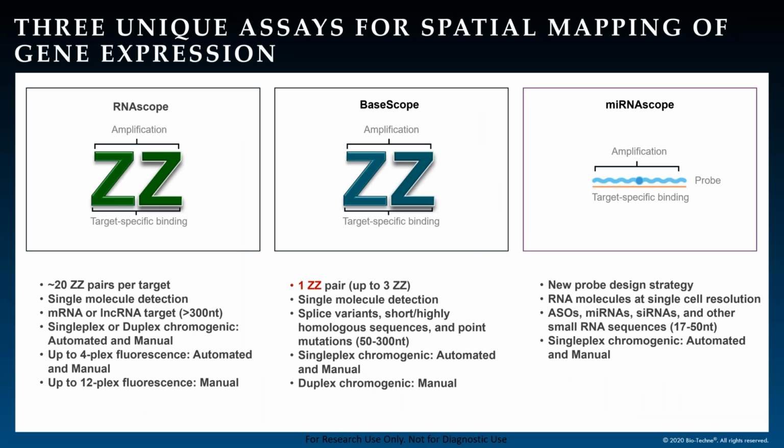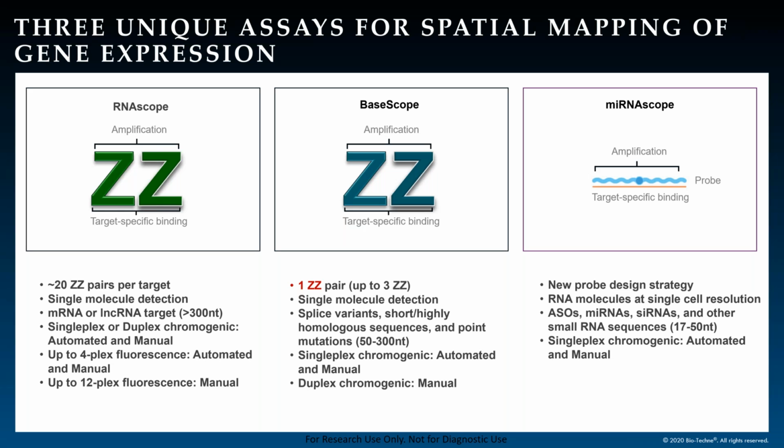Here we see the 3 unique assays that ACD offers to detect any RNA with spatial mapping at single-cell resolution. Starting from the left, RNAscope is designed to detect any mRNA or non-coding RNA that is greater than 300 nucleotides in length. RNAscope probes are designed in approximately 20 ZZ probe pairs, and the assays are available in either singleplex or duplex chromogenic, or as a multiplex fluorescent assay with up to 12 targets simultaneously in a single slide.